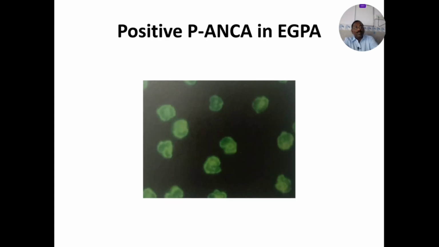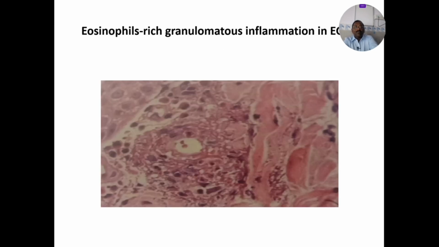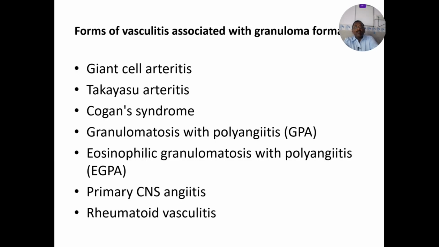This is the positive P ANCA. Eosinophils rich granulomas. Vasculitis associated with the granuloma formations. So these are the vasculitis associated with the granuloma formations. So the large vessel vasculitis like giant cell and Takayasu, Cogan syndrome, granulomatosis with polyangiitis, eosinophilic granulomatosis with polyangiitis, primary CNS angiitis and rheumatoid vasculitis, you will have granuloma formations.